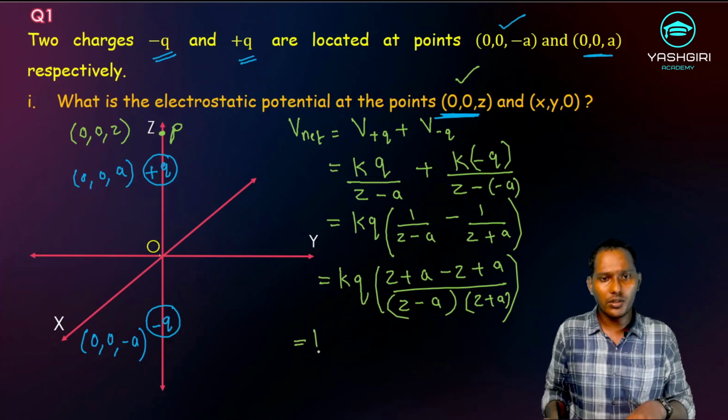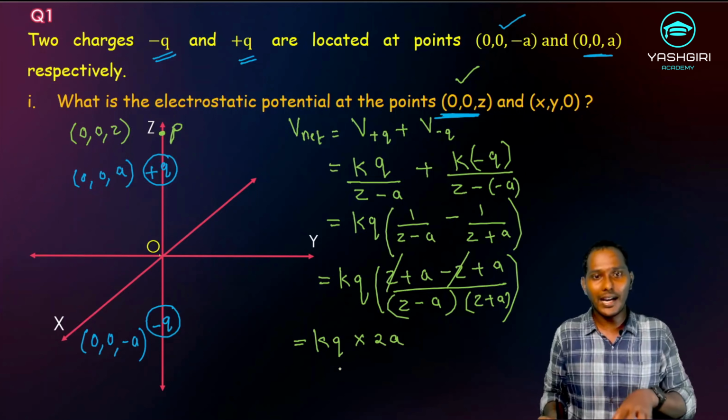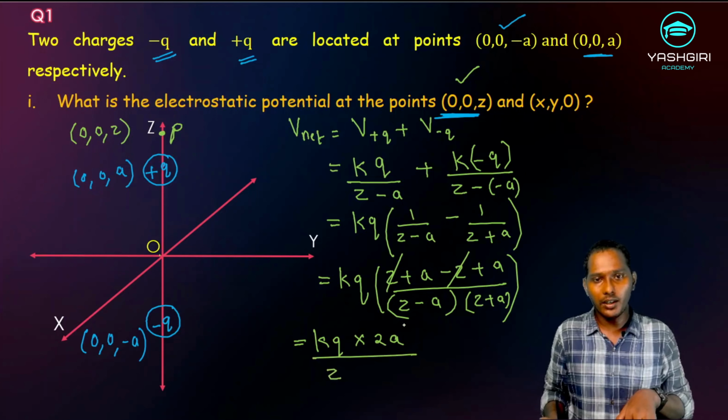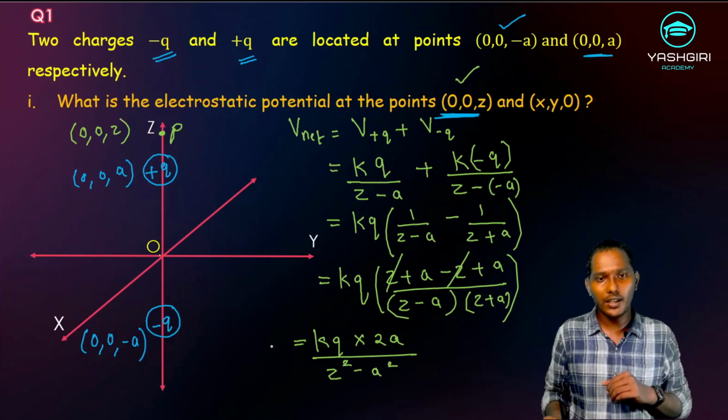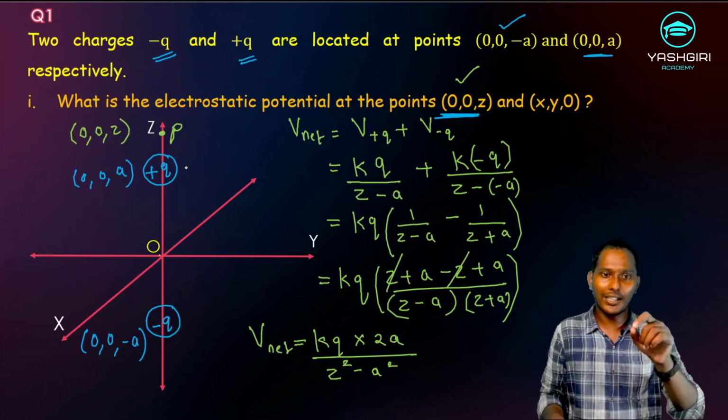Now from here on, students, it will be kQ. Z and Z will get cancelled out. So in the numerator we will have 2 times A, and in the denominator I can use my identity, which gives Z minus A into Z plus A, that is Z square minus A square. So this is the net electric potential at a point P.